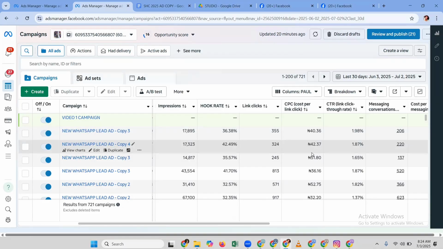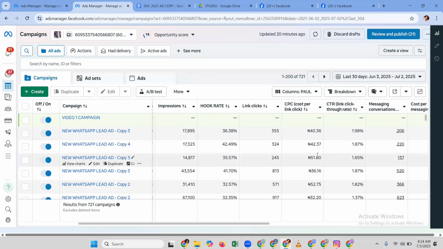Your own could be, if I run an advert and I don't get link clicks at 20 naira, I don't think I'm doing well. Probably because I'm selling a 2K product or a very low ticket product. But it depends. For me, one sale can actually mean 195K for my business. So I'm very good with this cost per link click.